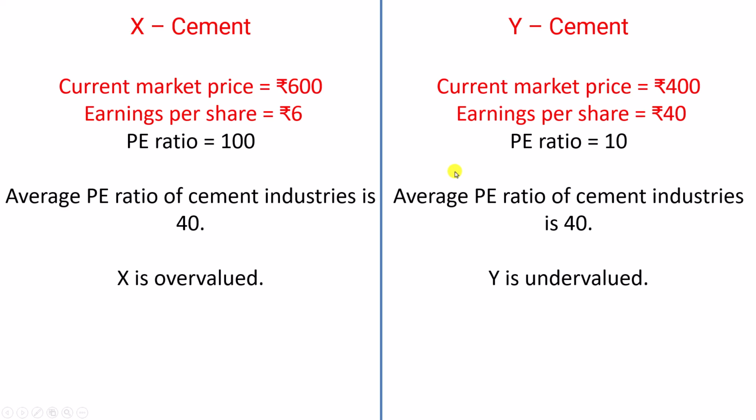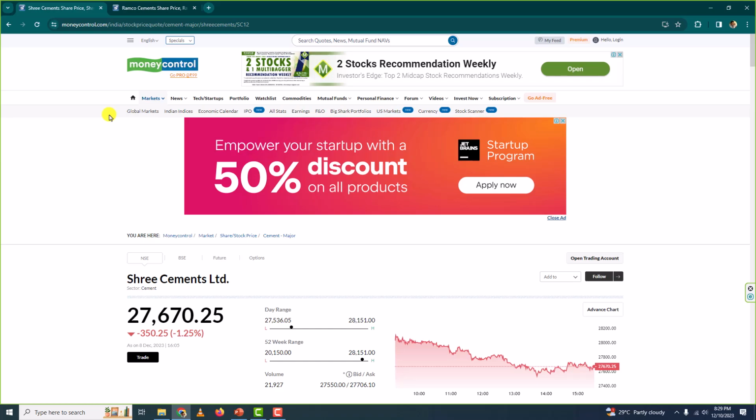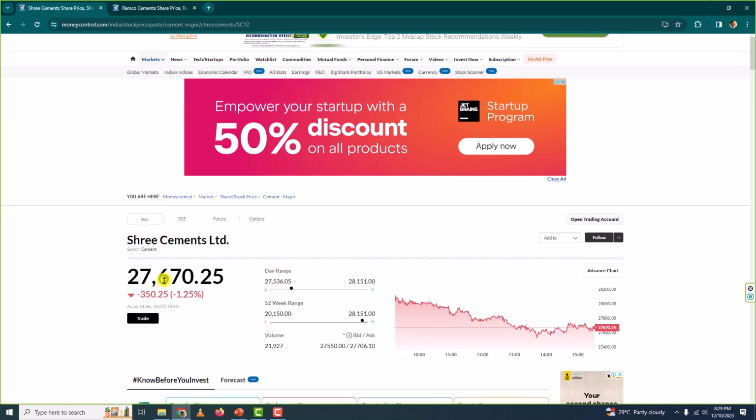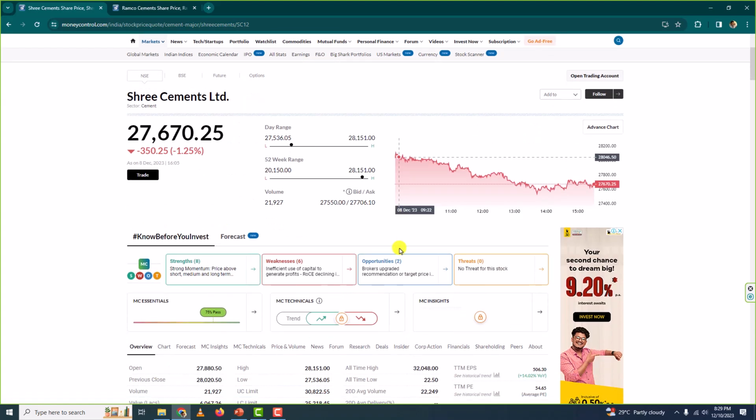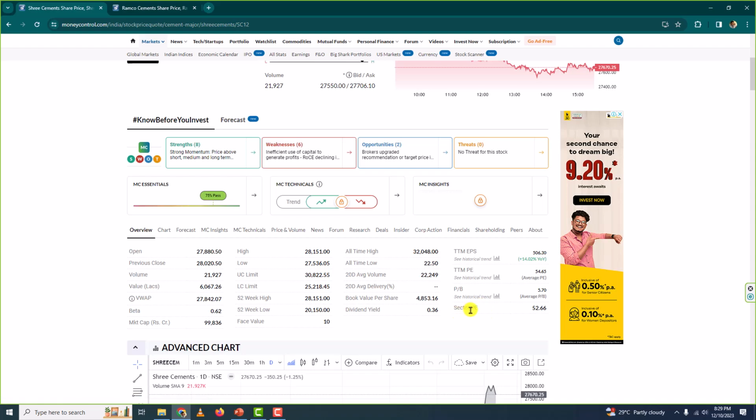Now let me go to moneycontrol.com and show you the PE ratio analysis. Alright. So I have opened up the page of Shree Cement's company on moneycontrol.com. You can see the current price of Shree Cements is 27,670 rupees, meaning you will have to pay this much to buy one share of this company. If we scroll down a bit, you can see that the sector PE is 52.66, meaning the average PE of this industry or sector, the cement sector, is 52.66.